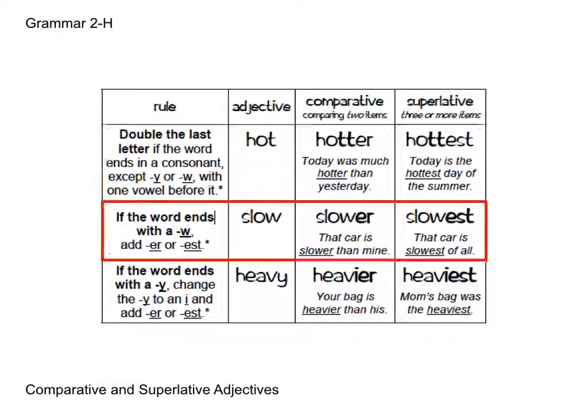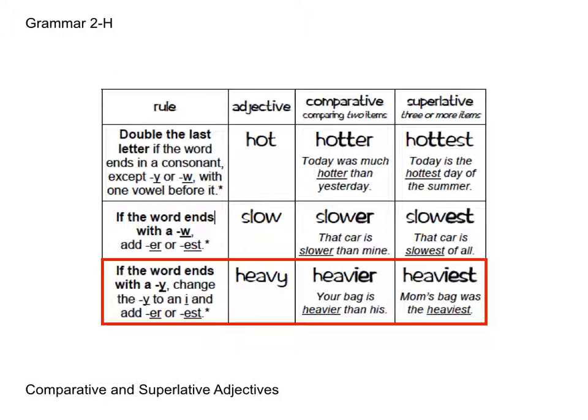So we're going to move on to the next one, and we have if the word ends with a W, add ER or EST. So our example is slow, and that could be converted into slower, and then slowest. And our last rule is if the word ends with a Y, change the Y to an I and add ER or EST. So our example is heavy, and that could be changed into heavier or heaviest.